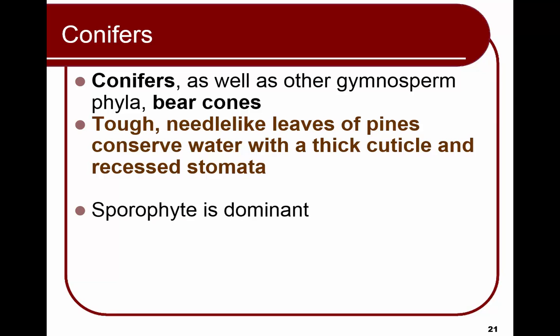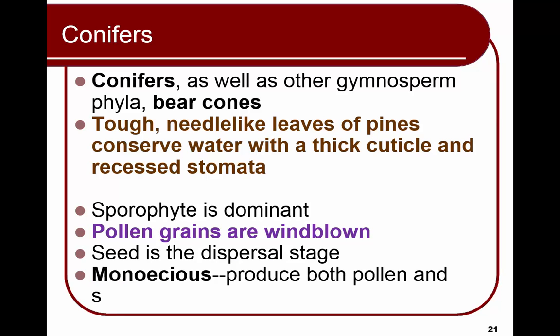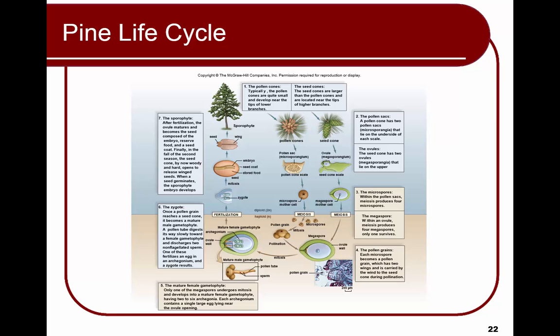Sporophyte generation is the dominant. The pollen grains are going to be windblown, and the seed is the dispersal stage. They are monoecious. That means they produce either pollen cones or seed cones, not both. If you look in your textbook on page 105, you'll see the pine life cycle, which is an example of a conifer.